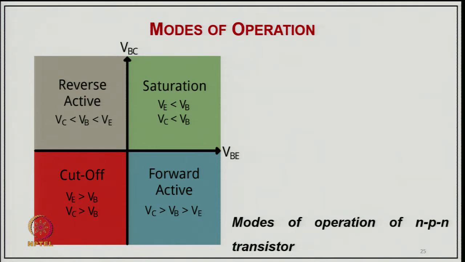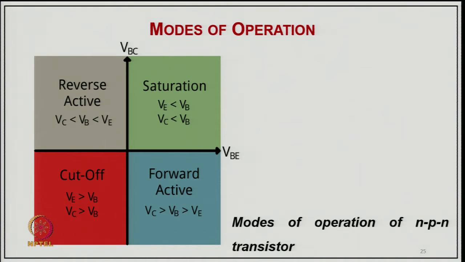So, this is the forward active mode, and we have a saturation mode where the base voltage is larger than typically the collector voltage as well as the emitter voltage. That is why we call it VC is much smaller than VB here. So, this is saturation, where it works as a switch. In cutoff, the emitter voltage is higher than the base as well as the collector voltage is also higher than the base. It means both junctions are reverse biased. So, this is the cutoff region.